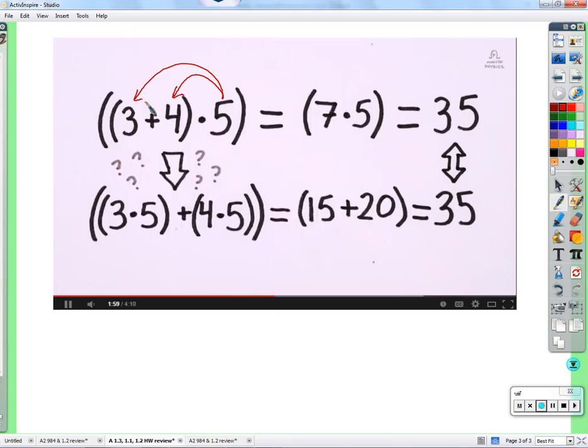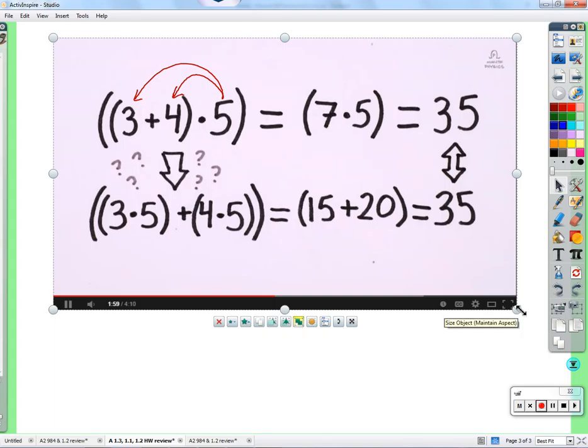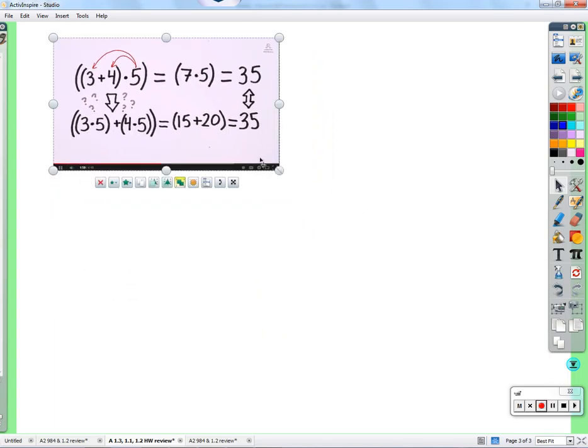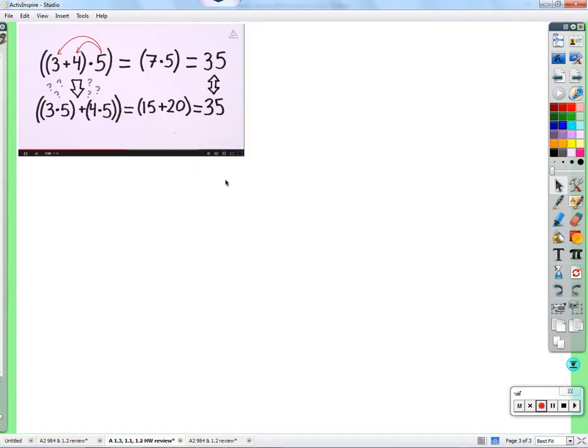Okay, so part of that was he talked about the distributive property, and that's what we're going to talk about. Have you guys seen the distributive property before? Yes. Okay, but I want to show you why the distributive property works. Okay. Why is it that this 5 distributes to the 4 and to the 3? Why is it that I can write it as 3 times 5 plus 4 times 5?